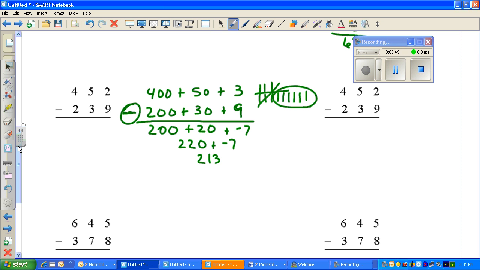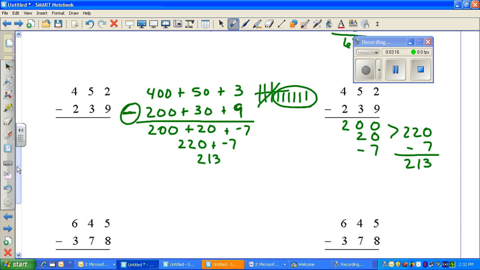Algebraically, partial differences, 400 minus 200 is 200. 50 minus 30 is 20. Notice those are positive numbers. So I'm sitting right now with 220, 2 piles, 9 wholes, leaves me with 7 wholes. And if I had 220 and I take away 7, I'm left with 213.